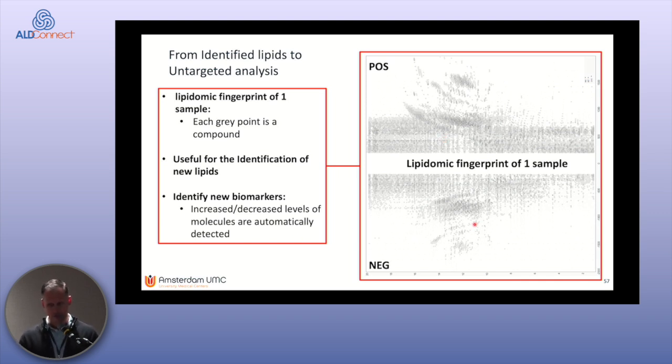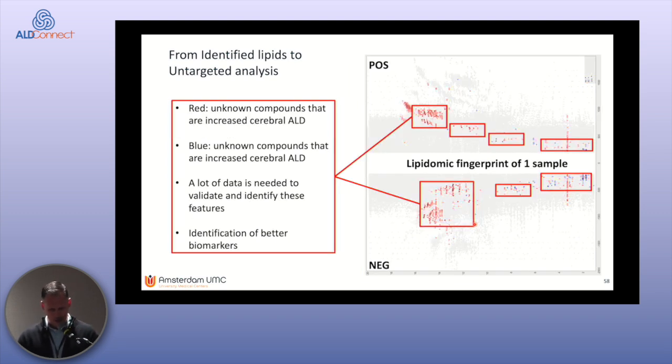For example, here in red, these are unknown compounds that we are not able to identify yet, but show significantly elevated levels in cerebral ALD. And in blue, these are compounds that are unidentified that are significantly reduced in cerebral ALD. So as you can see, there are quite a number of them, and a lot more data is needed to validate these findings and potentially identify what these unknown compounds actually are. But potentially down the road, this might lead to the identification of new or better biomarkers.